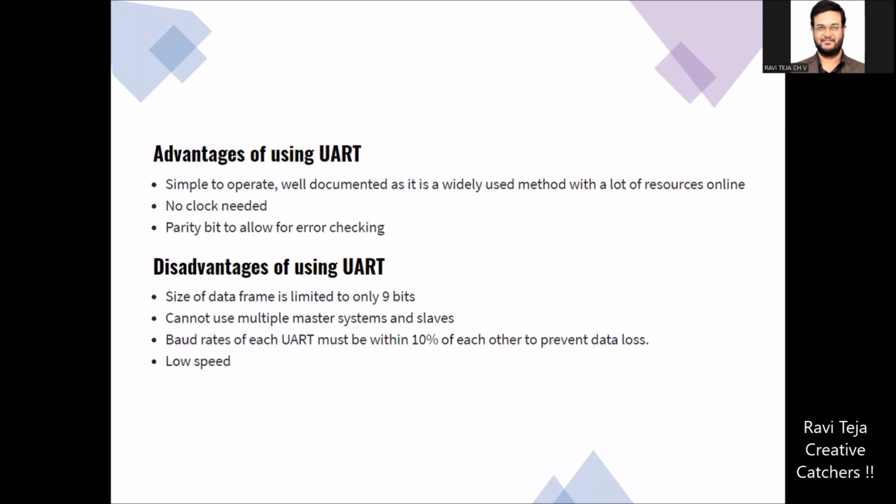Coming to the disadvantages of UART, the size of the data frame is limited to only 9 bits. It cannot be used for multiple master systems and slaves. And the baud rate of each UART must be within 10% of the other in order to prevent data loss. Not only that, the main disadvantage of UART is that it is low in speed.